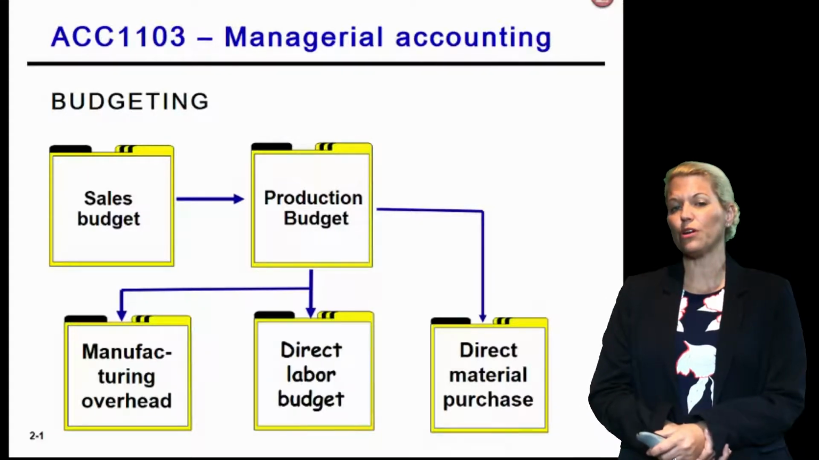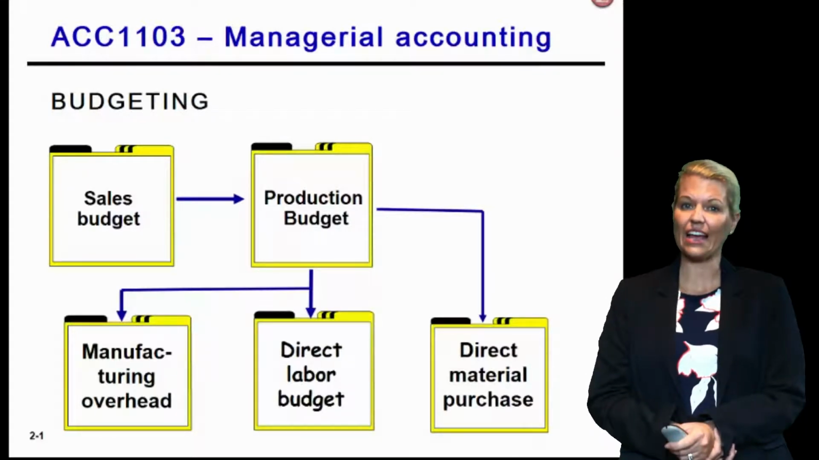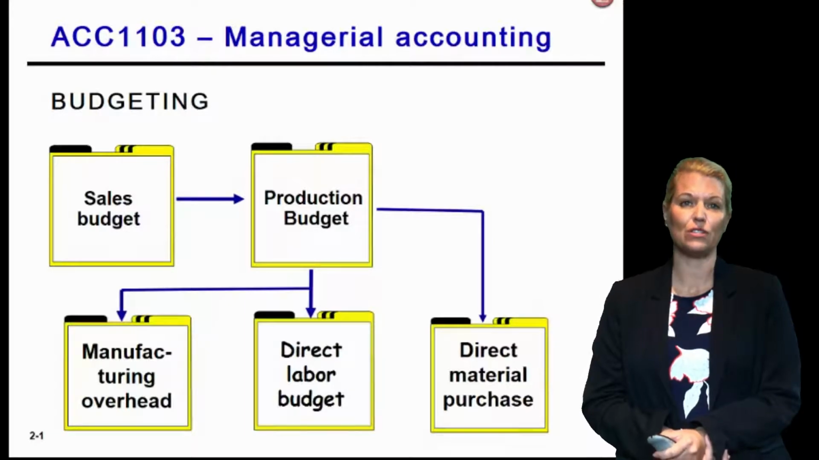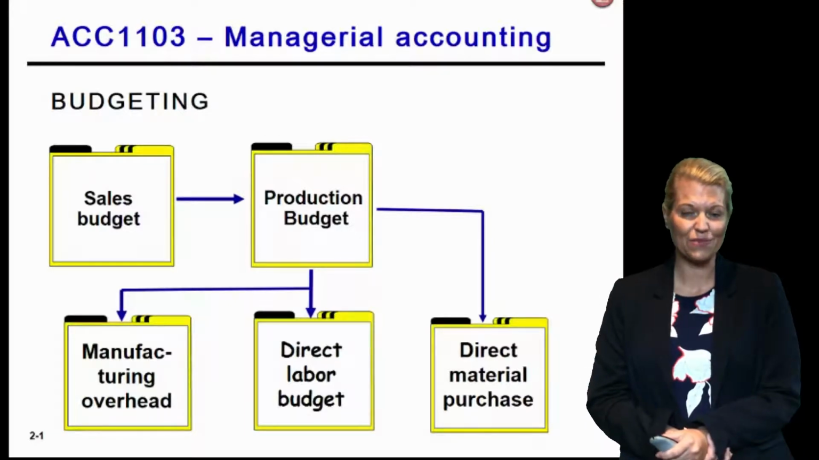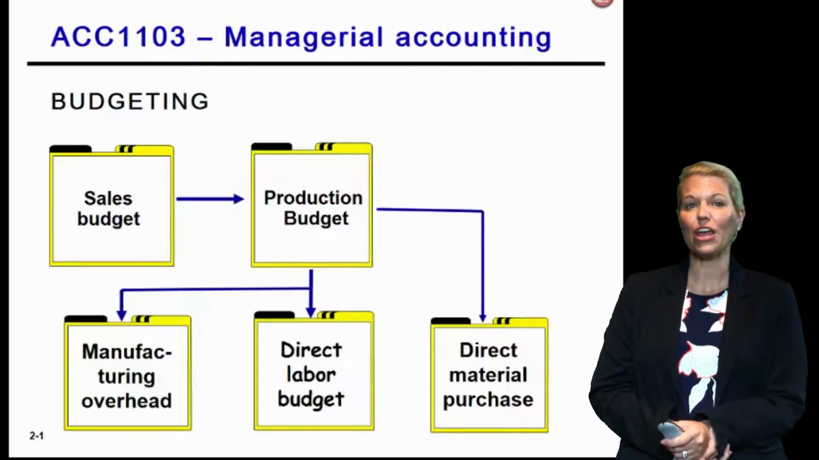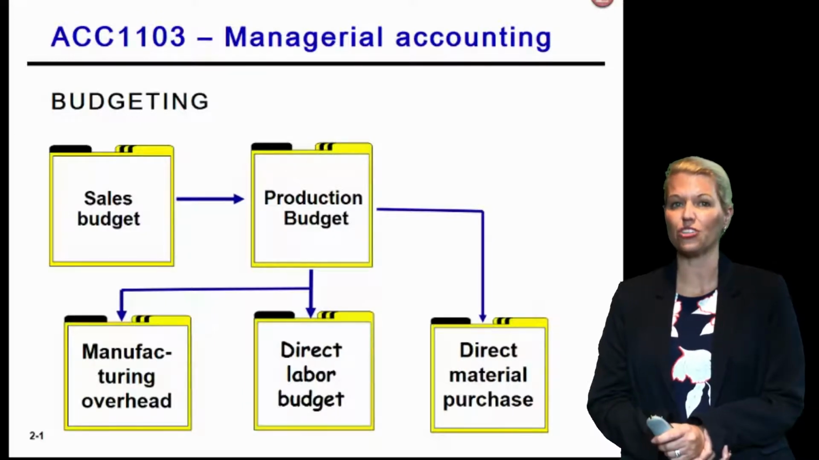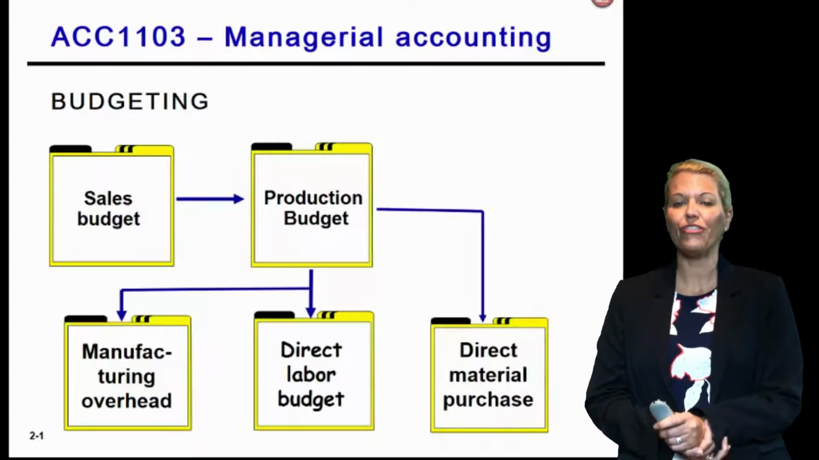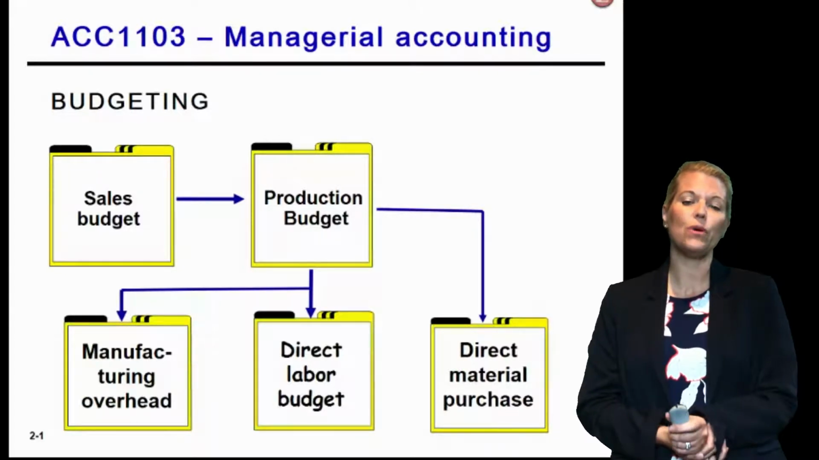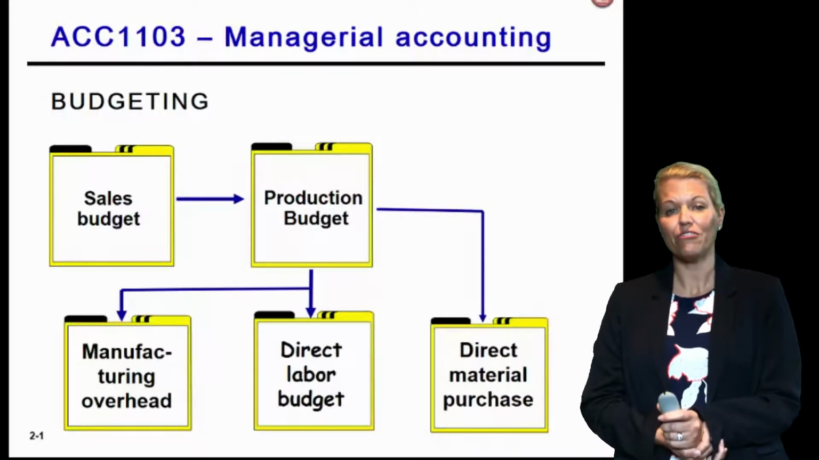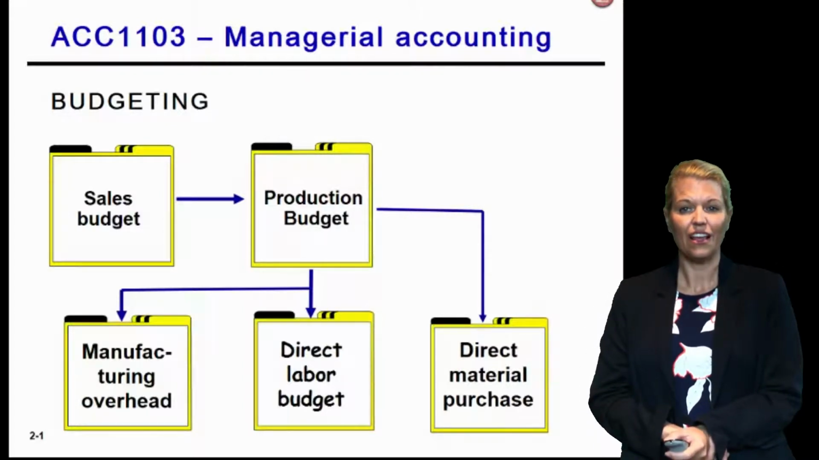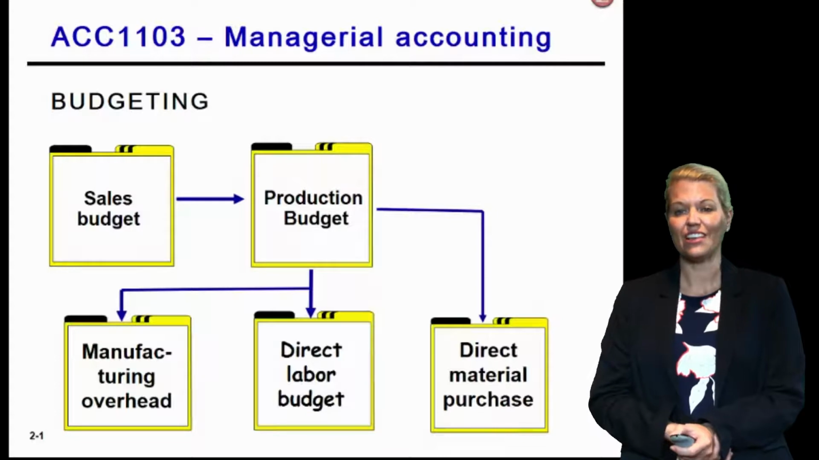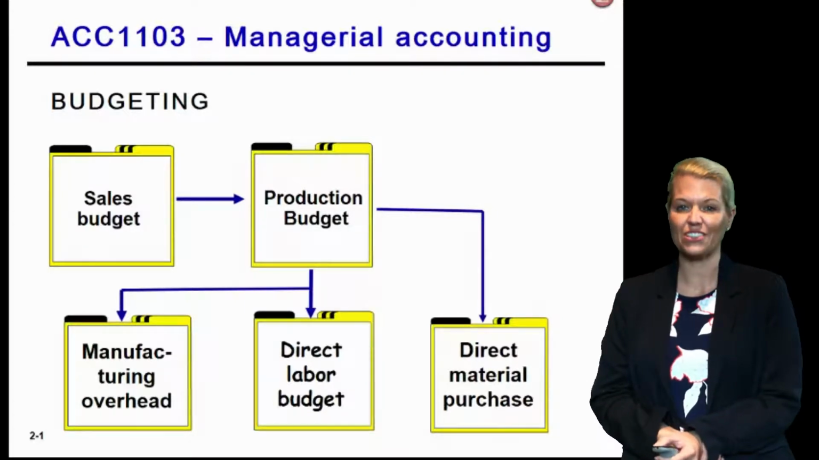So our budgeting process starts off with the sales budget. That is the first budget that will be completed. The information from there will flow through to our production budget. And from our production budget, that information will feed into three other budgets. One is our manufacturing overhead budget, then our direct labor budget, and then our direct material purchases budget.